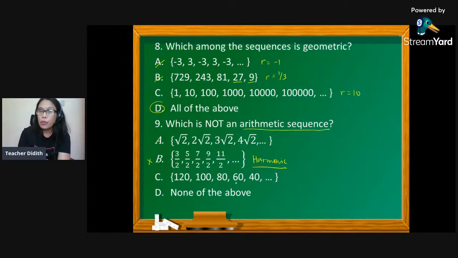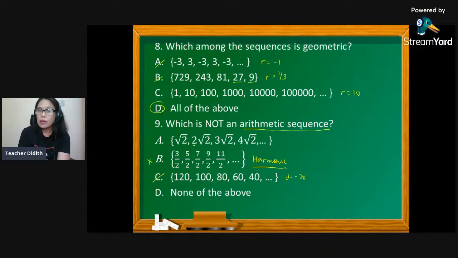So dito muna tayo with 120, 100, 80, 60, and 40. So it decreases by 20, no? So ibig sabihin, d here is -20. So 120 plus -20 is 100, plus -20 is 80, plus -20 is 60. I guess this is the answer.